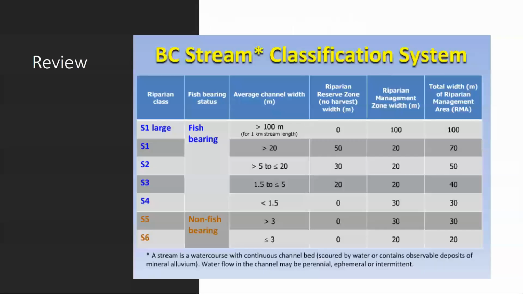Helen, I have a quick question. I remember one of the notes saying that within a municipal watershed area, all streams are treated as fish-bearing, even if they're not. So are they still referred to as an S4 within a municipal area, even though it's potentially an S6, or is it an S6?